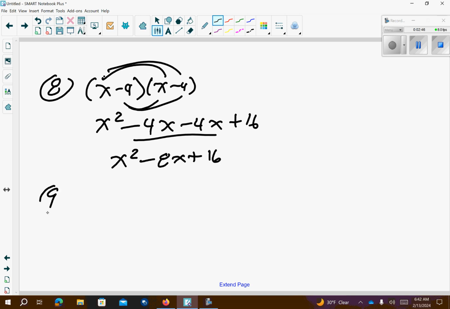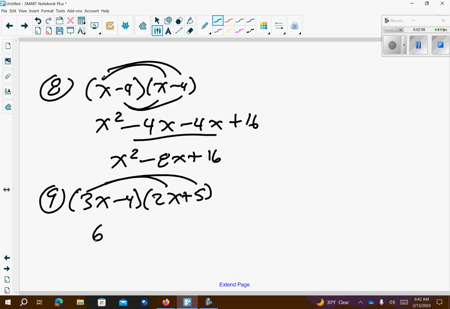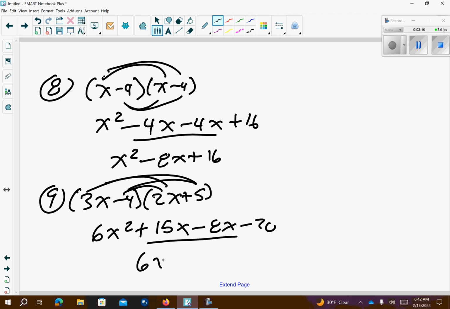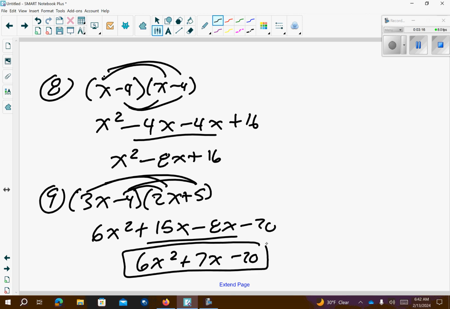Number 9, I get 3x minus 4, and I get 2x plus 5. Distribute 3x to both, so 3x times 2x is 6x squared. 3x times 5 is 15x. Distribute negative 4 to both of those. Negative 4 times 2x is negative 8x. Negative 4 times 5 is negative 20. Those are like terms. And we wind up with 6x squared plus 7x minus 20.